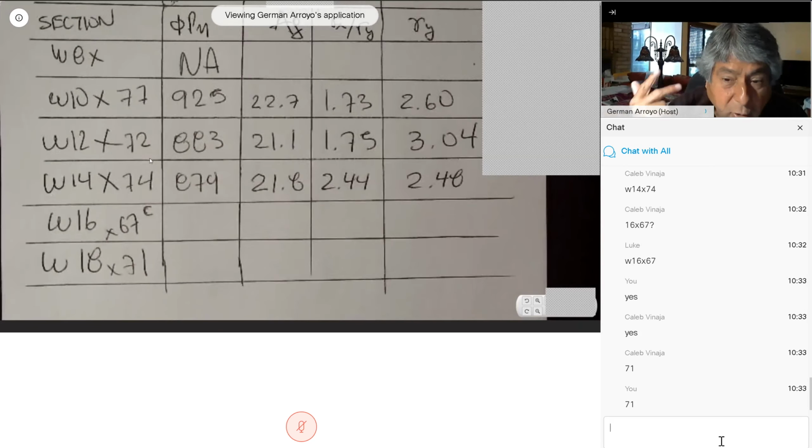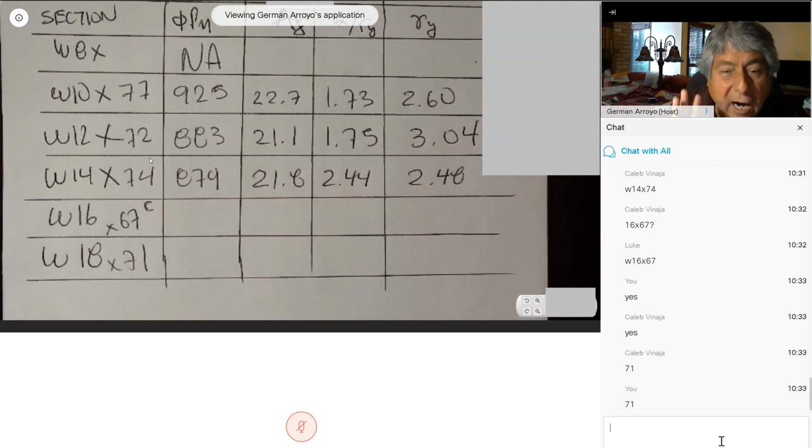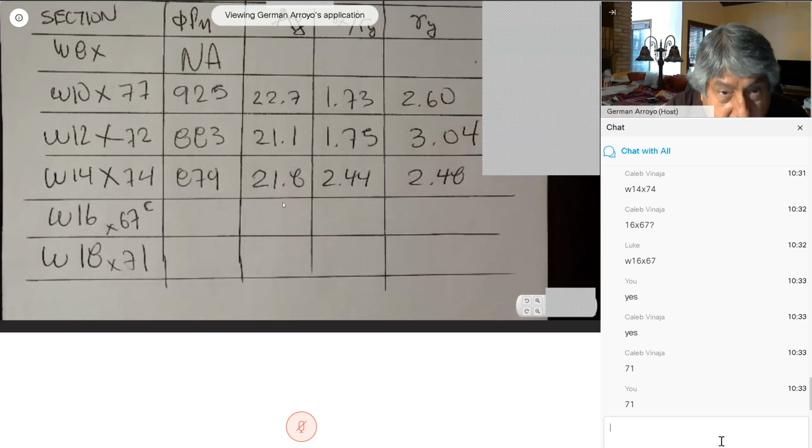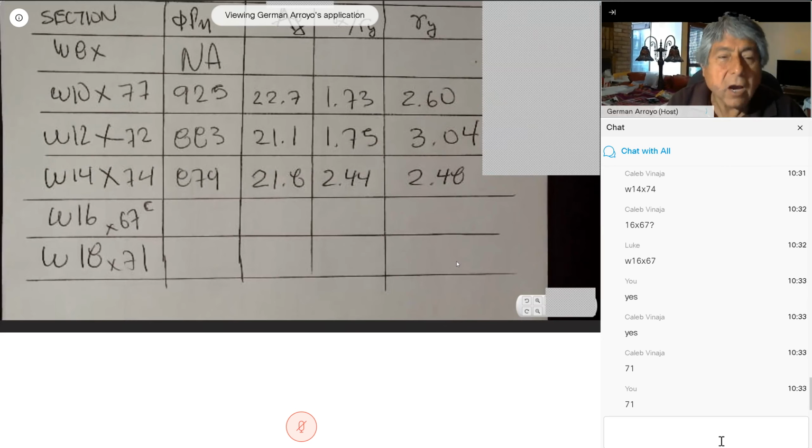W8, W10, W12, W14, they are in the column table because they're the most common. But if I give you in the exam a W10 by 67, all that you have to do is find the gross area, which is given in chapter 1. Rx is given, and Ry is given. The same for this one. All that we need to do is to get a KL over R, go to the end of chapter 4 and find the critical stress.